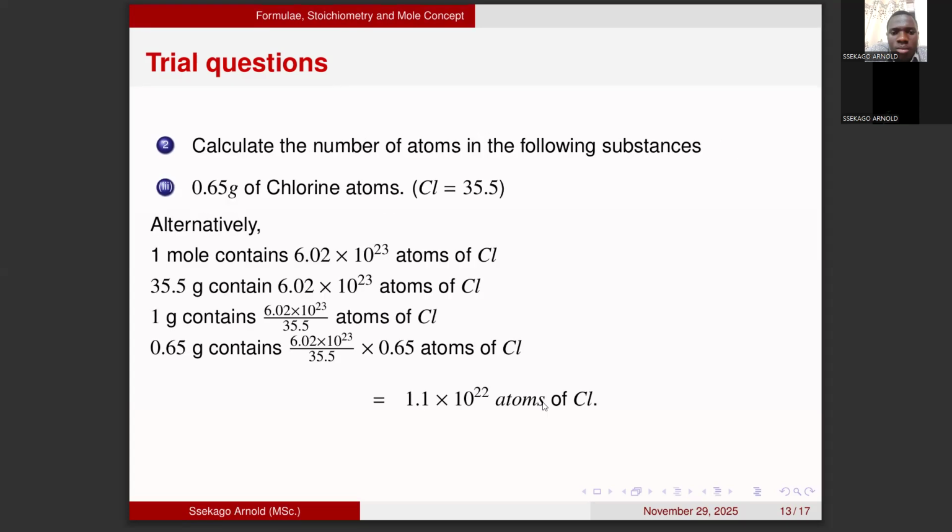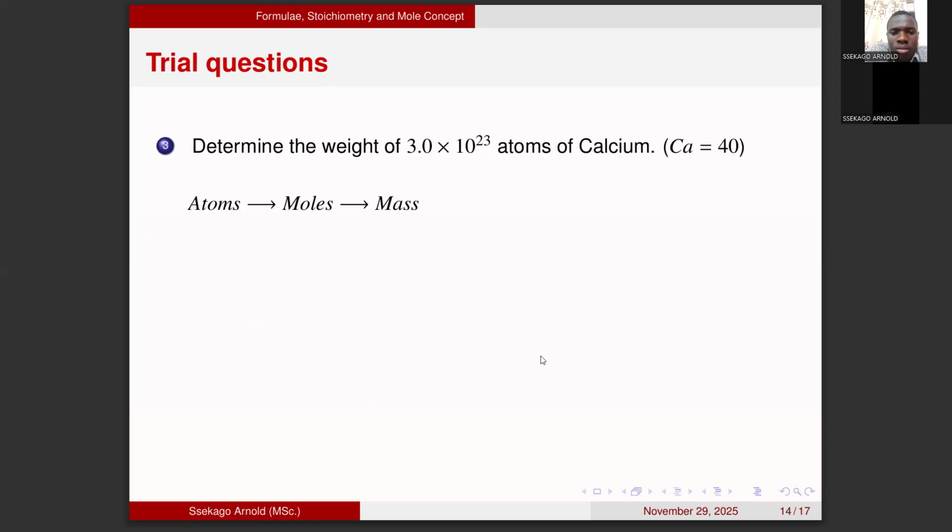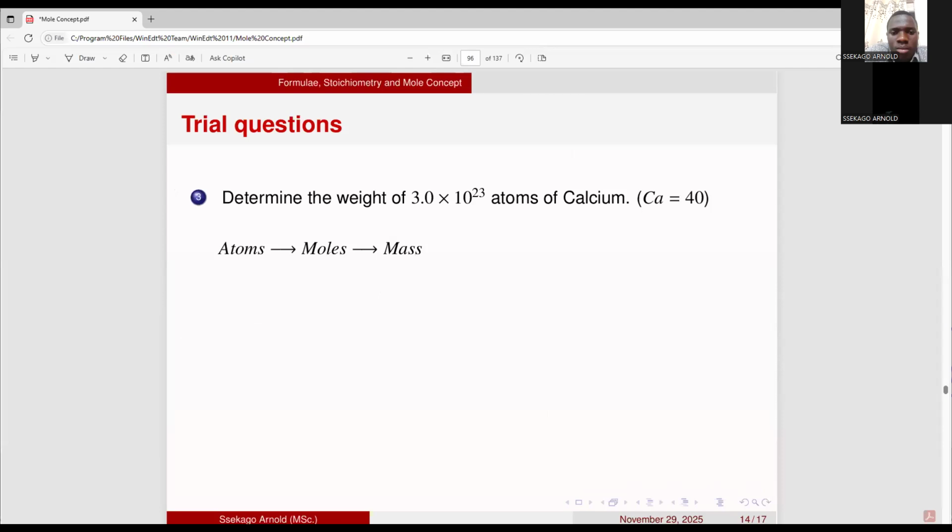I don't know how I forgot to collapse this. A moment. Okay, let me repeat. So for item 3, we want to determine the weight of 3.0 times 10 power 23 atoms of calcium. Let me collapse this. I think this thing is not going to make my explanation better. Allow me to collapse it. Sorry for that delay.